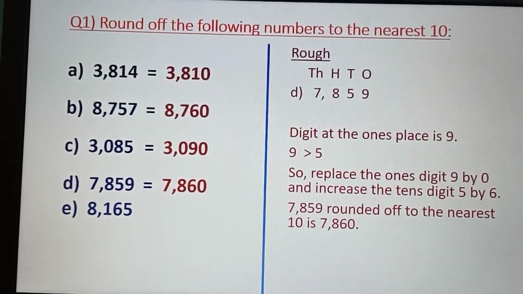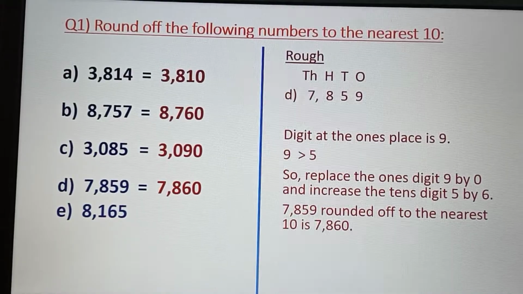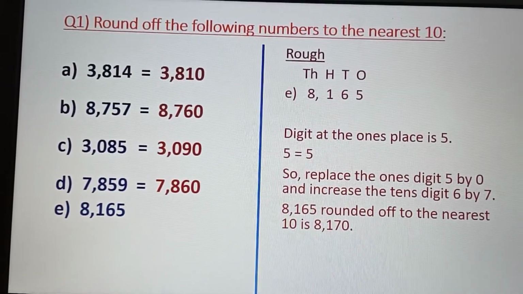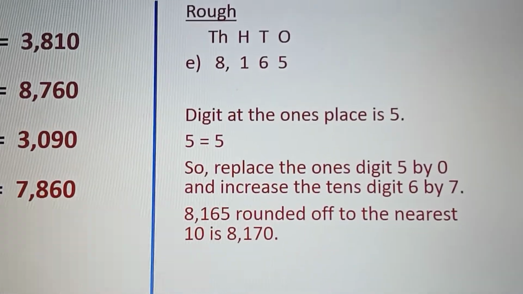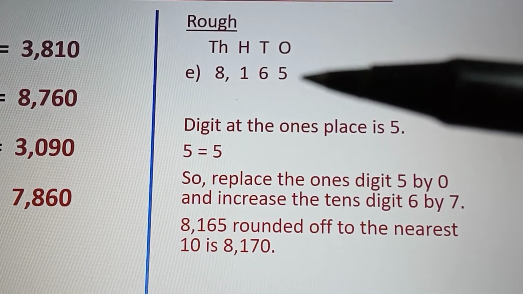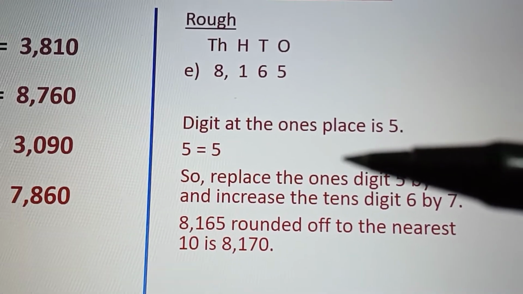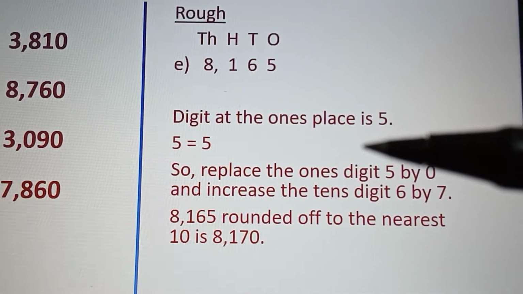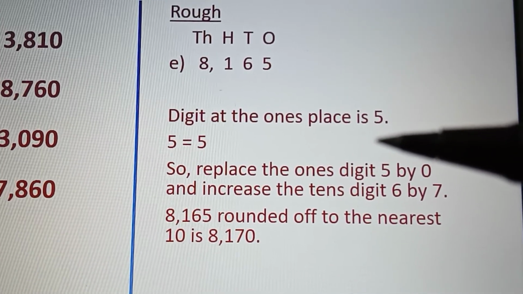Now question E, the last question, children, 8165. Again I will solve in the rough column. Look here. Now you tell me, children, what digit is there at the ones place? It is your 5. Very good. 5 is equal to 5. So which rule will you follow, 1 or 2? Rule number 2. So what is your rule number 2?